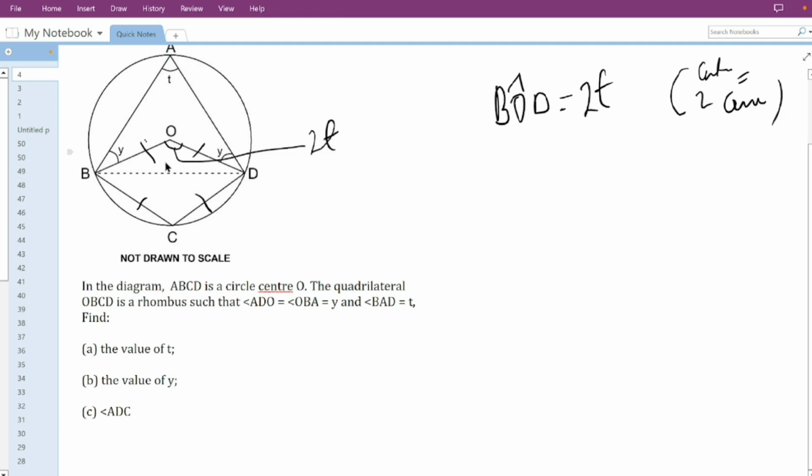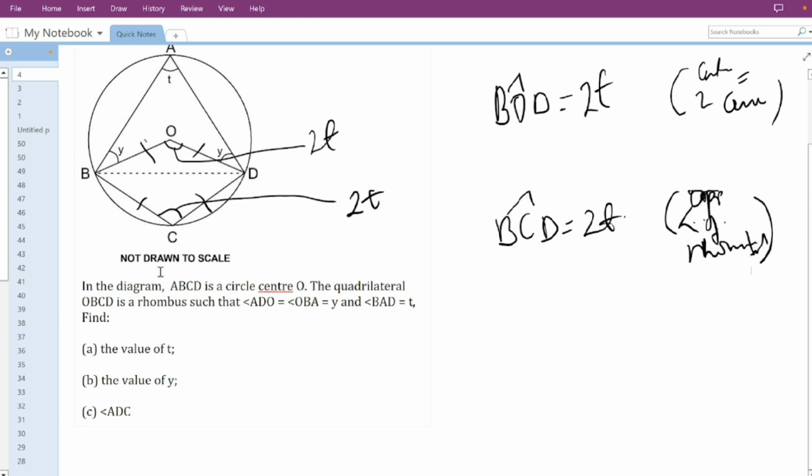What else can we figure out? We know this is 2T, and remember they said this is a rhombus, and opposite angles in a rhombus are the same. So if this is 2T, this is also 2T. So at angle C, angle BCD is also 2T, because opposite angles of a rhombus are equal. Now that we know this is 2T and this is 2T, we'll think of things we can figure out. This question is very technical, so you have to have a good knowledge of all the theorems or laws in circle geometry to figure it out. And note that you're not working with a numeric value, so it will be quite hard if you're not used to it.